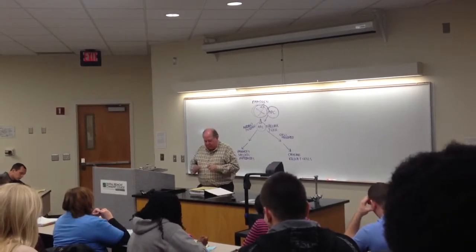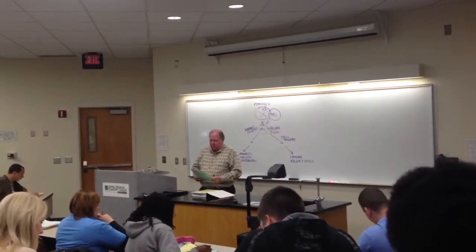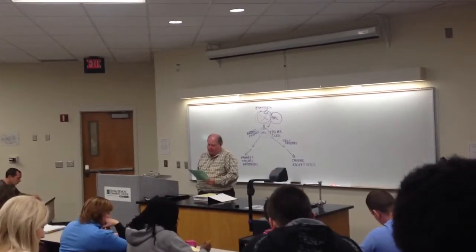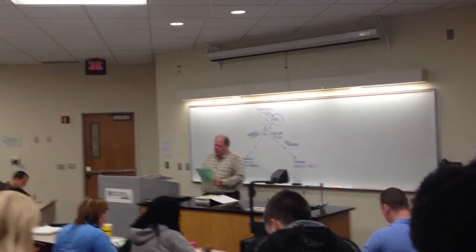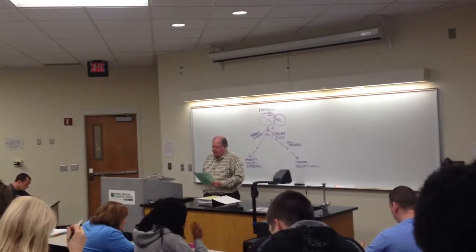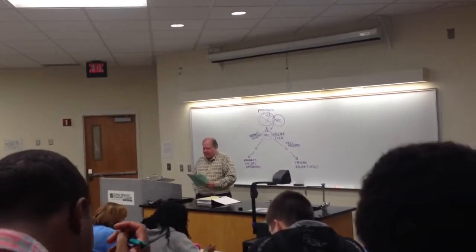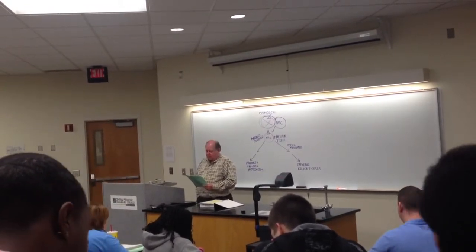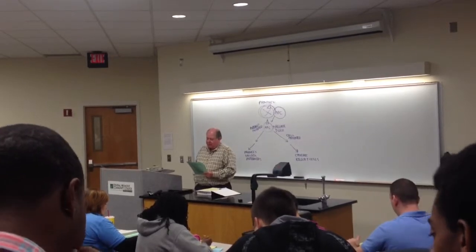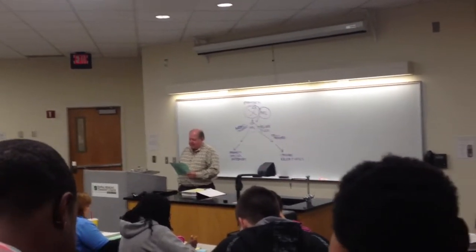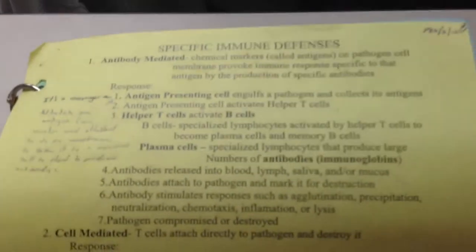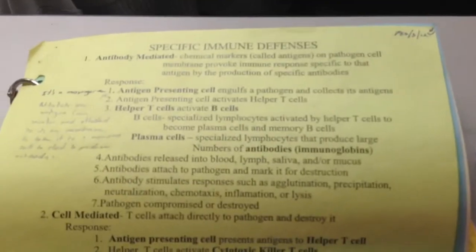And on your sheet there, if you'll follow along with me, we'll start filling in the blanks here. The antibody-mediated pathway, number 1. Chemical markers called antigens on the pathogen cell membrane provide immune response specific to that antigen by the production of specific antibodies. The response goes like this. An antigen-presenting cell engulfs a pathogen and collects its antigens. The antigen-presenting cell then activates helper T cells. Helper T cells then activate cells called B cells, a particular B cell.